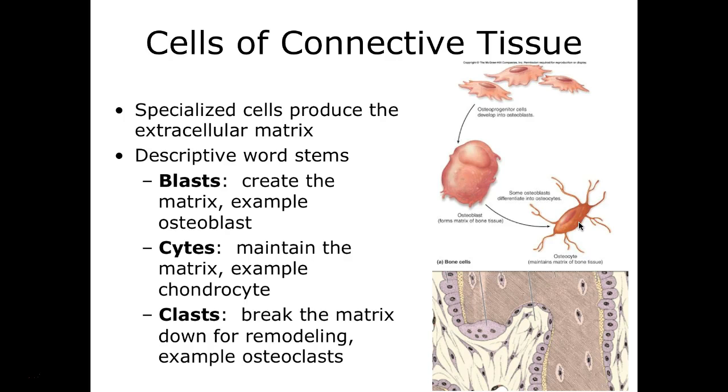And lastly, we have clast. And clast, I always think cut. And here's an example of an osteoclast, which is going to help to break or cut away our bone down. And this really assists in bone remodeling, so that we can help shape the bone into whatever shape we need as we're growing.